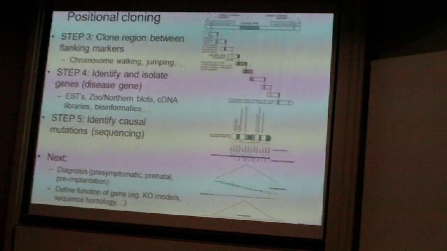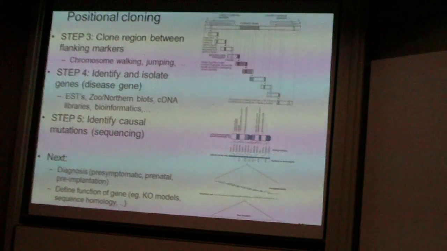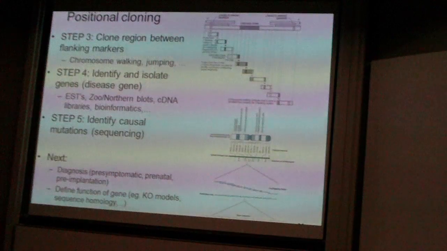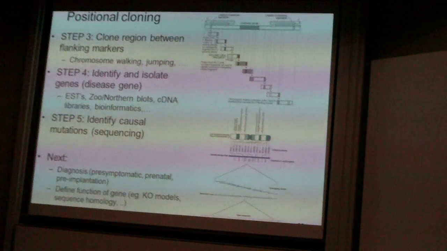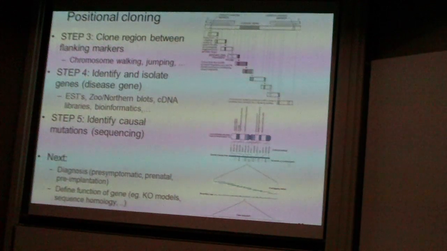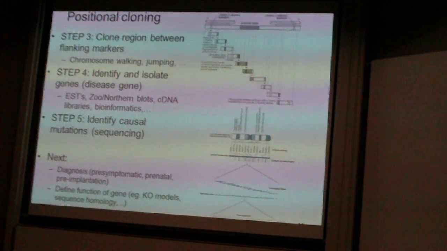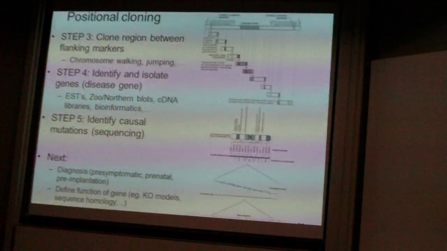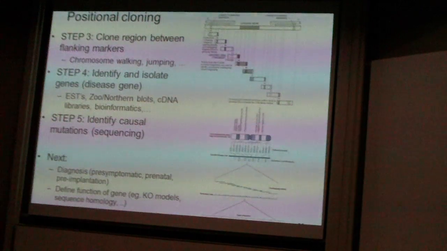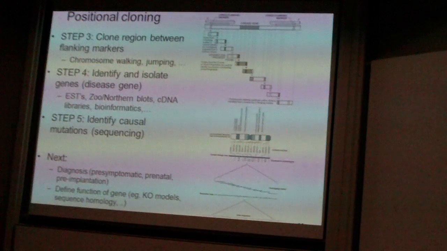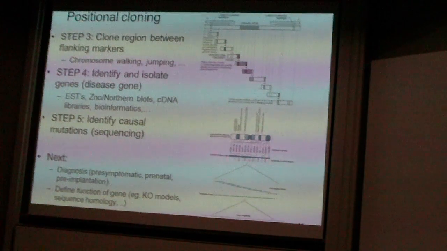What can you do with that information? Once you have the gene, of course, you can do all the diagnostic studies. You can identify individuals that carry such a disease gene or that carry such a disease mutation, and you can do that before the disease will appear. So before symptoms of disease appear, you can do that prenatally, or you can even use other ways to diagnose for the presence of this disease.